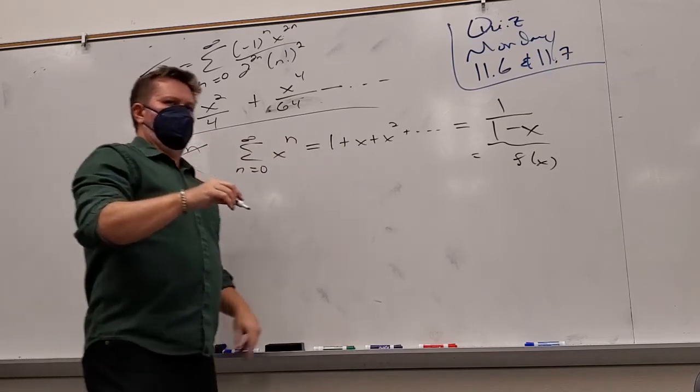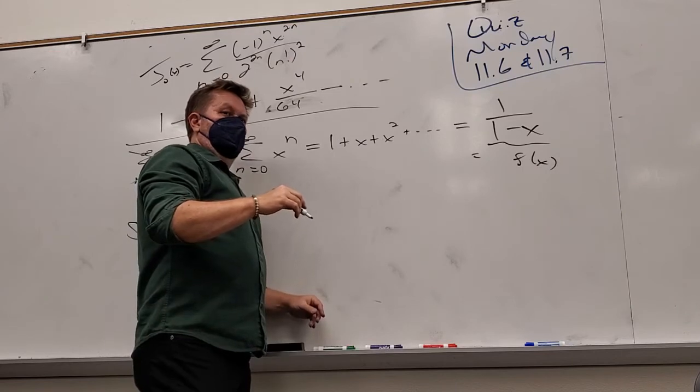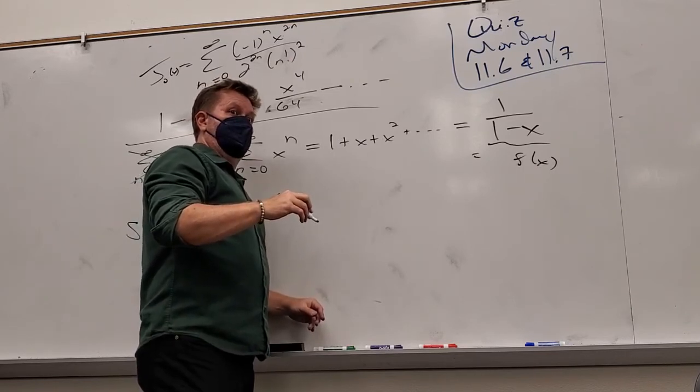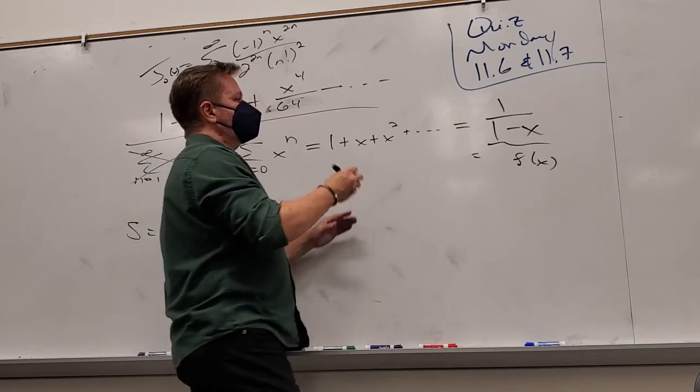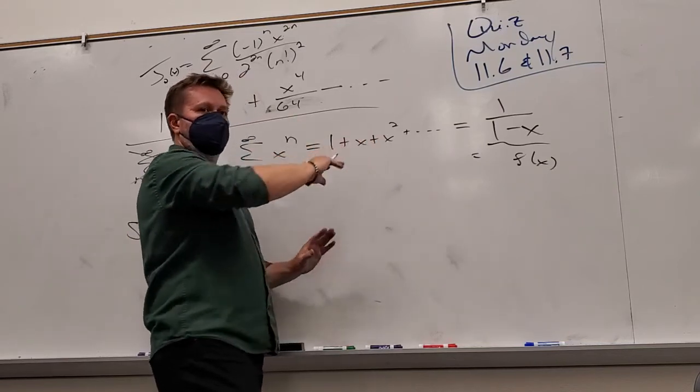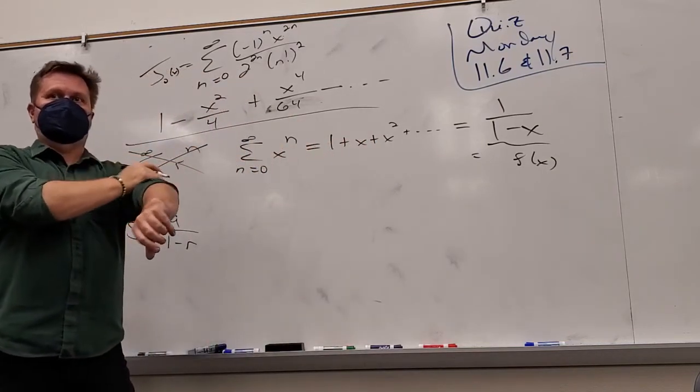Can't the sum be infinite though? Because x can be infinitesimally as close to 1 as possible. Of course, but if the absolute value of x is less than 1, this is convergent. Period.